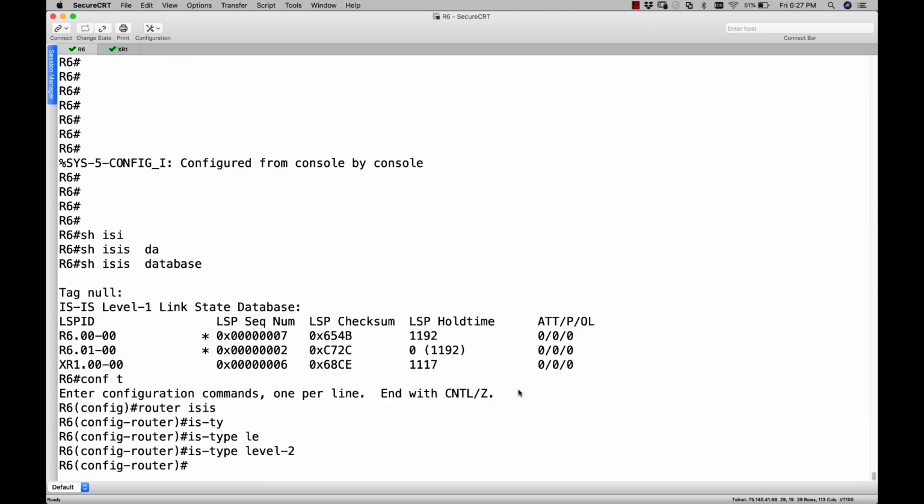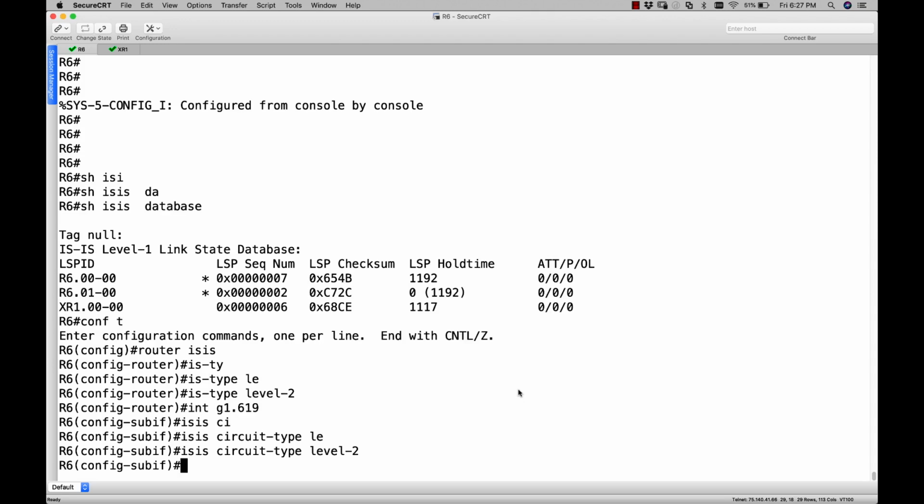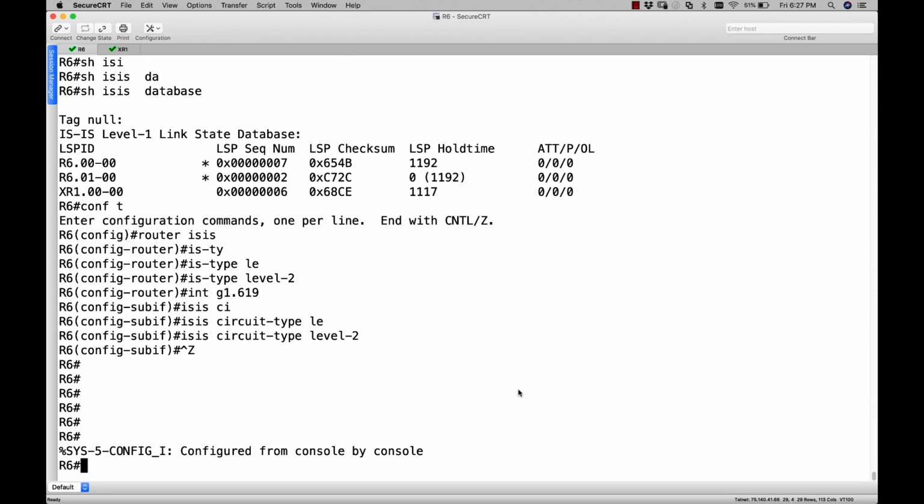And so if I have globally level 2 and on the interface I have level 1, the interface takes preference. So let's go back to the interface gig 1.619 and change that to also level 2. So now you see XR1 is still running level 1, level 2. R6 is running only level 2. So what kind of neighborship would they establish? Only level 2, even though they are in the same area.